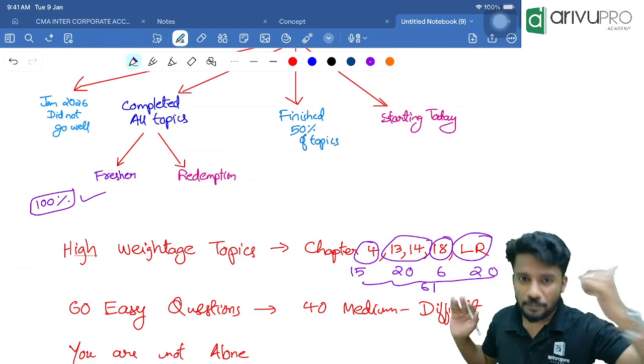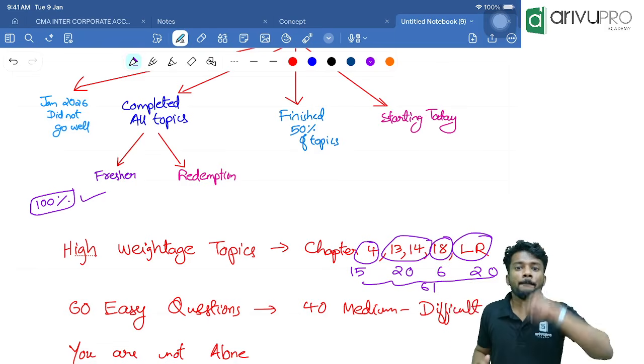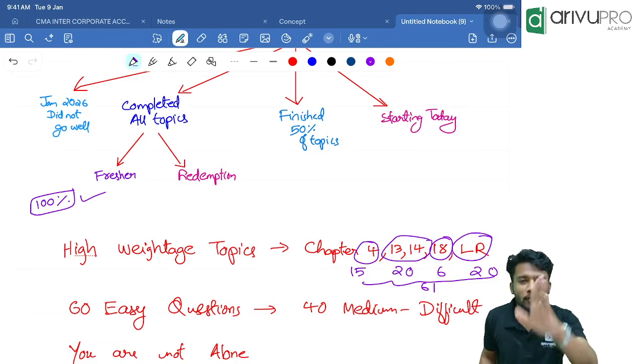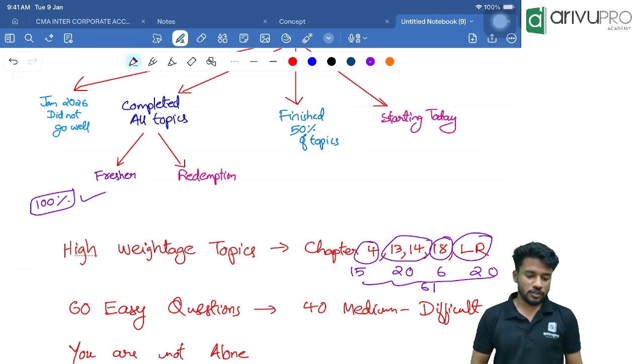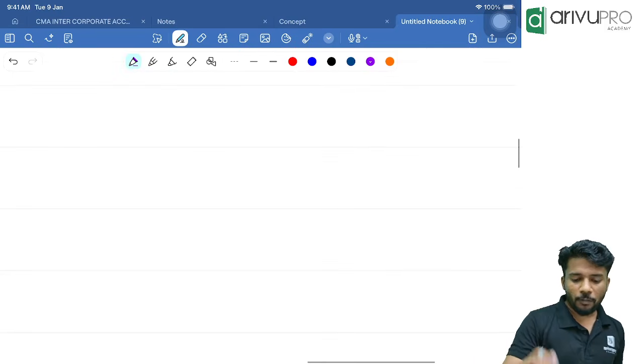I am planning something for you. Take minimum 5 mock exams and go for the examination. Then it will be much easier. Why? Because we are coming to the core problems.